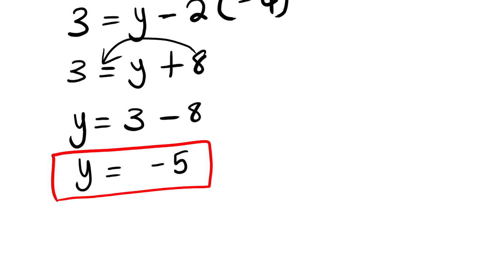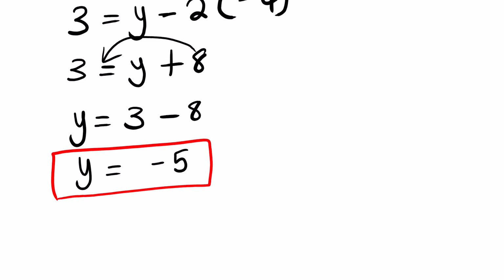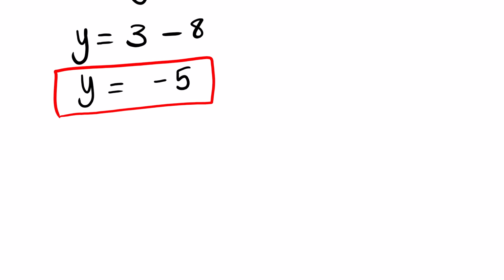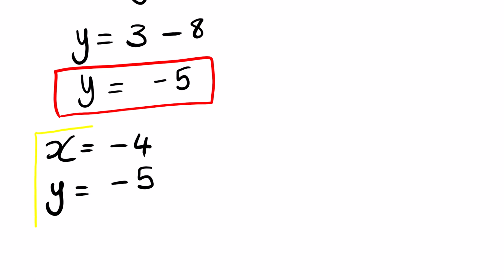This is our second solution. Now we can simply paraphrase this. X is equals to negative 4 and y is equals to negative 5. This is the solution for the set of equation we are given.